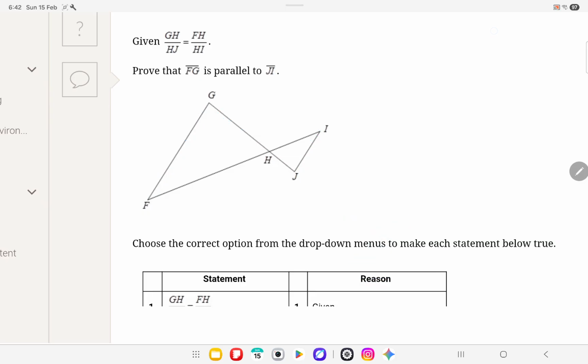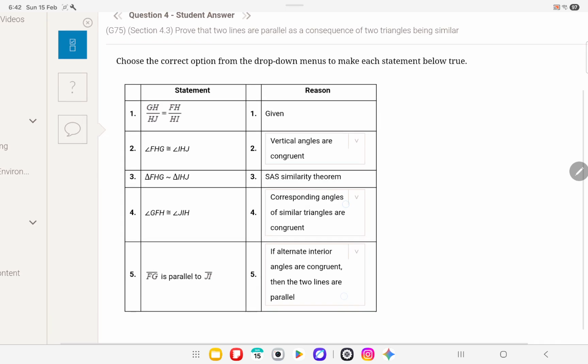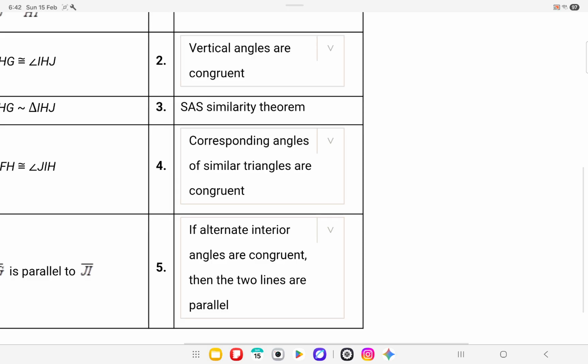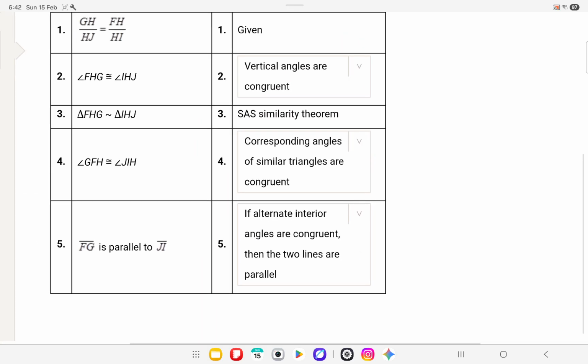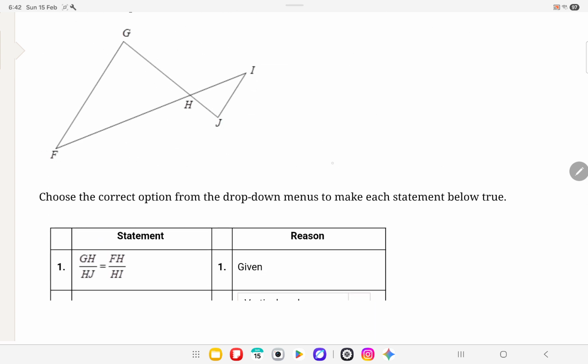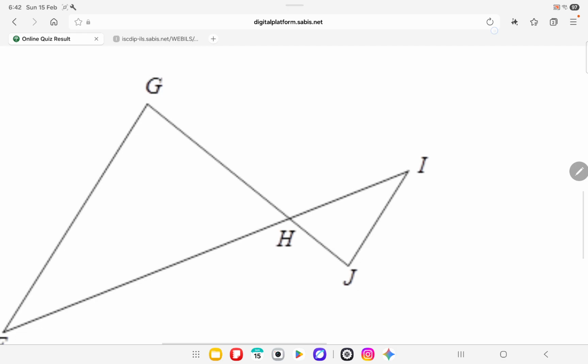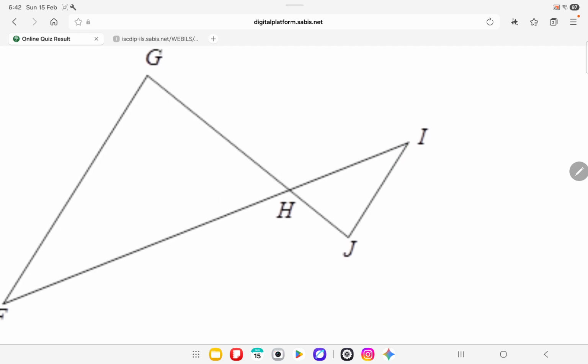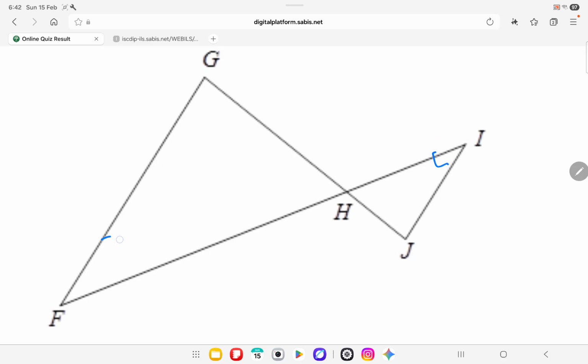When we have a Z shape, it's always alternate interior angles are congruent. So find the one that says alternate interior angles. So here the answer is if alternate interior angles are congruent, then the two lines are parallel. Because we said that this is congruent to this. Okay? Then we said that this is congruent to this. So what's remaining? It's remaining this and this. That means they're congruent. So we figure out, is it corresponding or alternate interior?